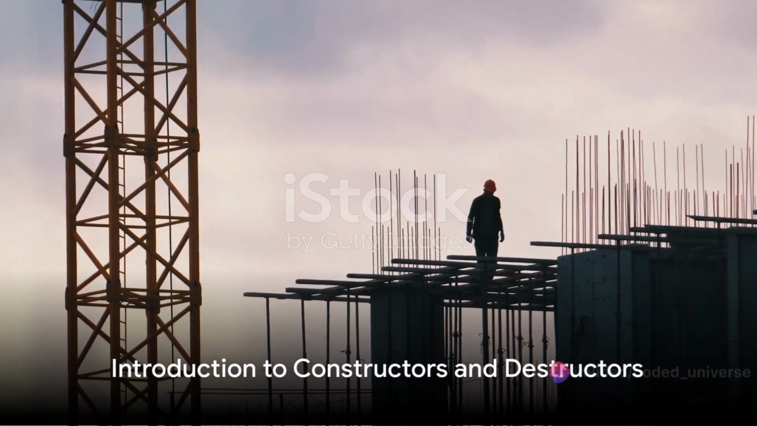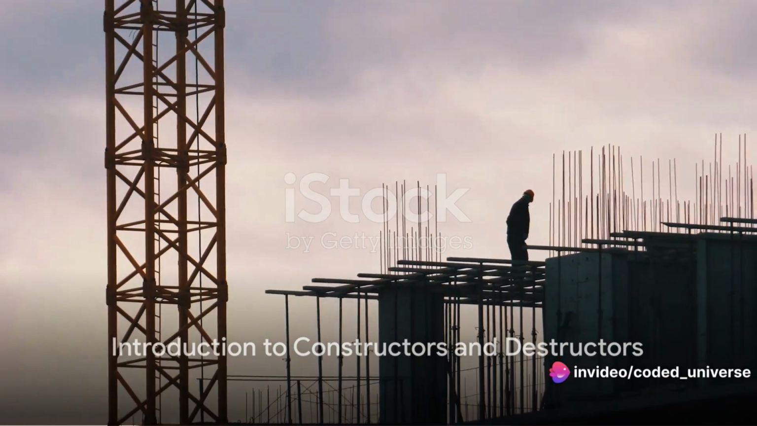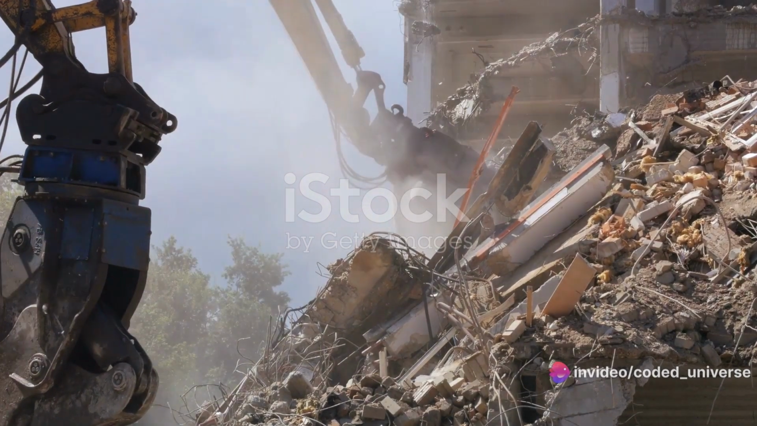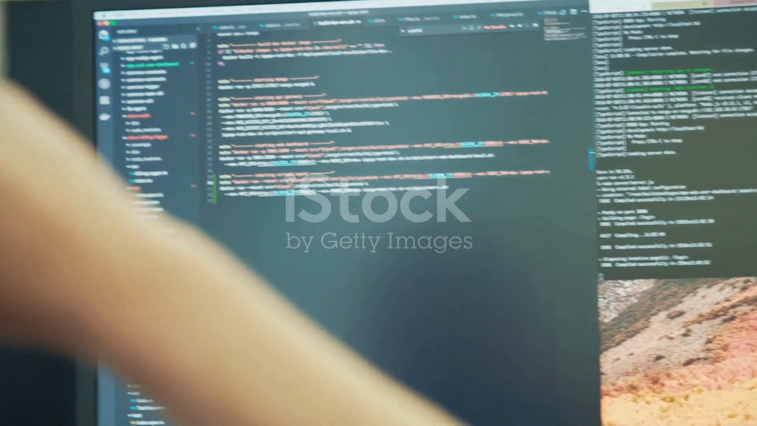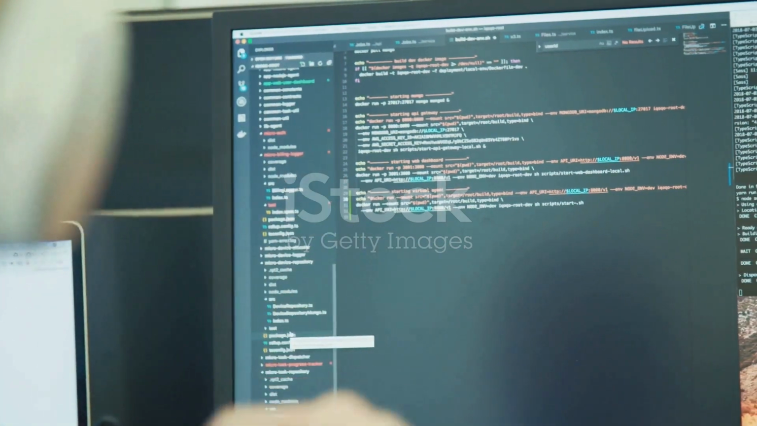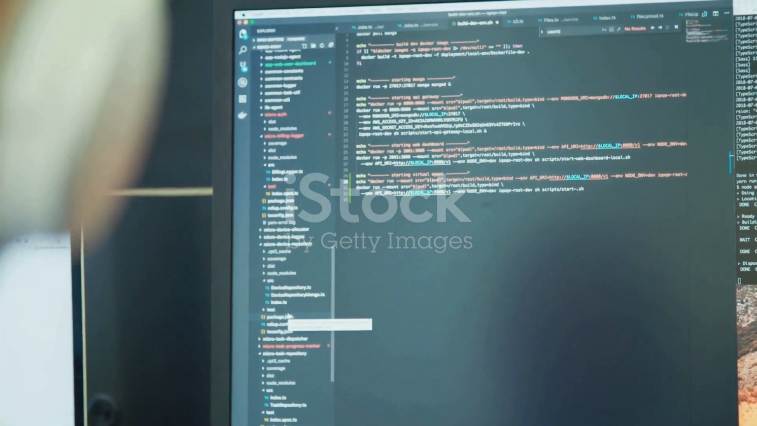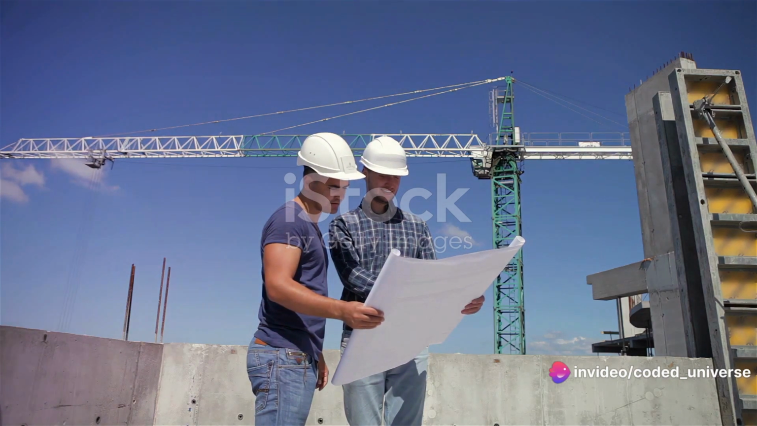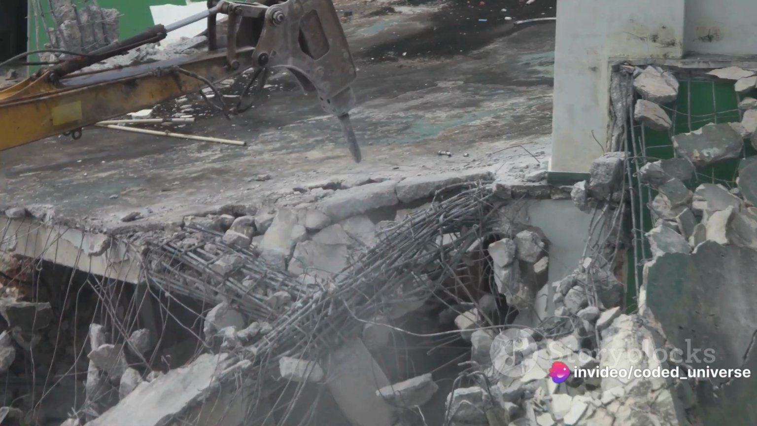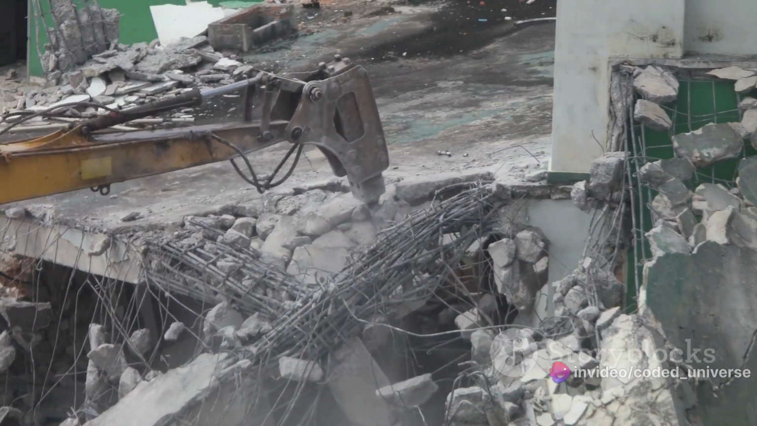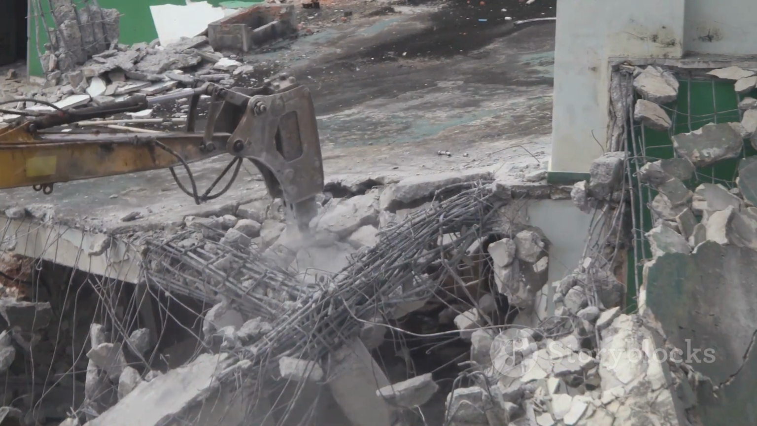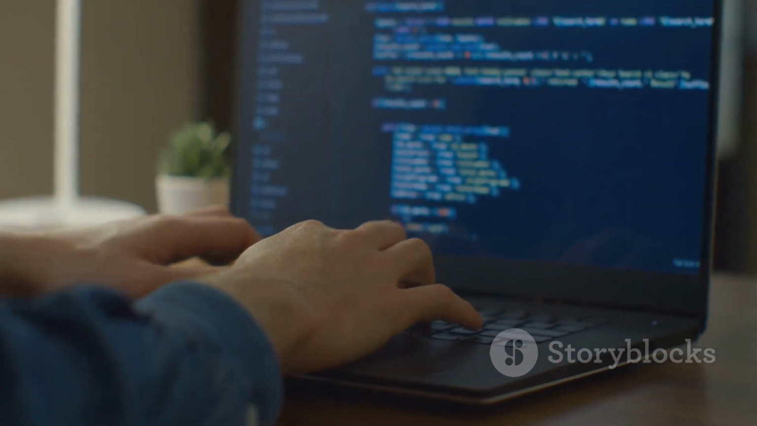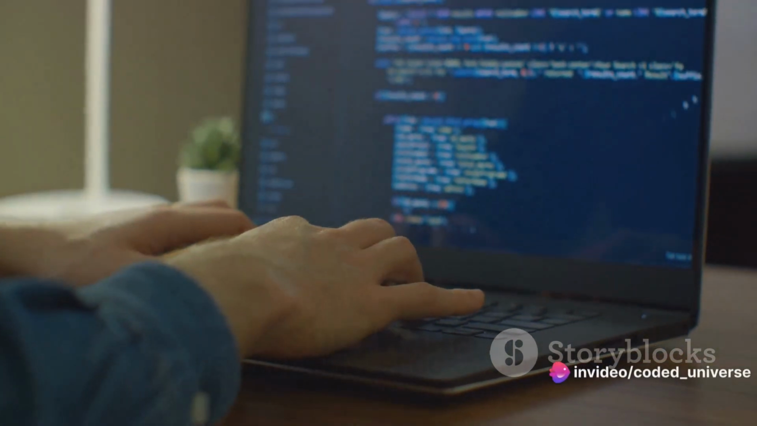Ever wondered how a house is built or how it's safely demolished? There's a lot more to it than just stacking bricks or breaking them down. And guess what? In the world of object-oriented programming, we have something quite similar: constructors and destructors. These are special methods that lay the groundwork and clear the site respectively. They play a crucial role in shaping our code, just as architects and demolition crews do in the real world. So, buckle up as we embark on this coding adventure exploring the concept of constructors and destructors.